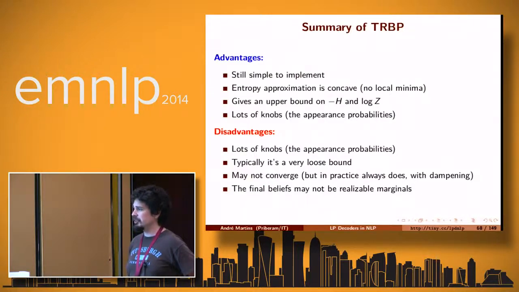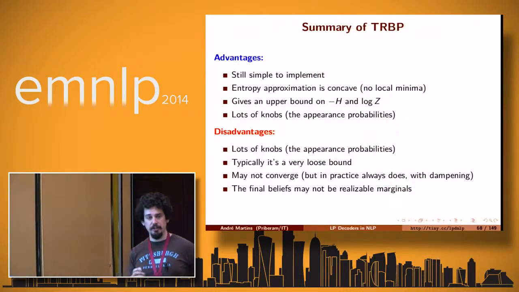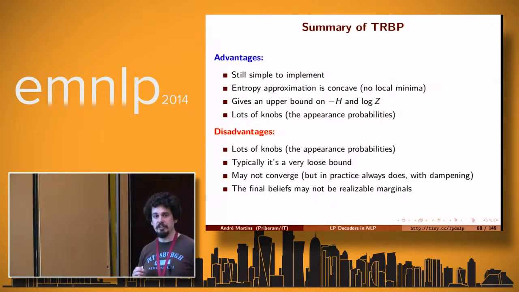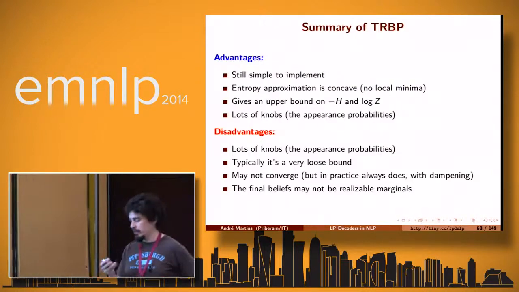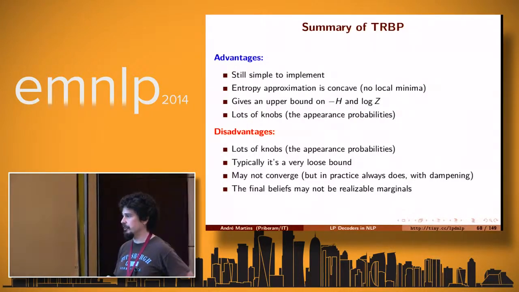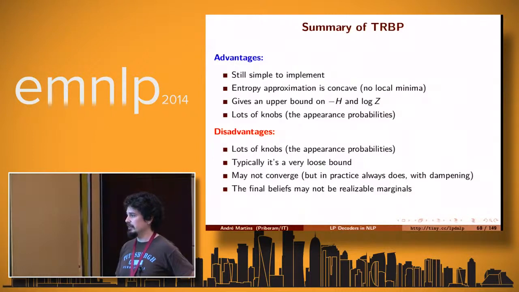Also, this algorithm is not necessarily convergent. Even if we do dampening, the meaning of dampening is that when you compute a new message, instead of computing the full update, you interpolate the new message with the previous one. By dampening, in practice, these things usually converge, even though I don't think this is proved theoretically. And again, the final beliefs that we obtain may not be realizable marginals because they may end up in the local polytope and not in the marginal polytope.